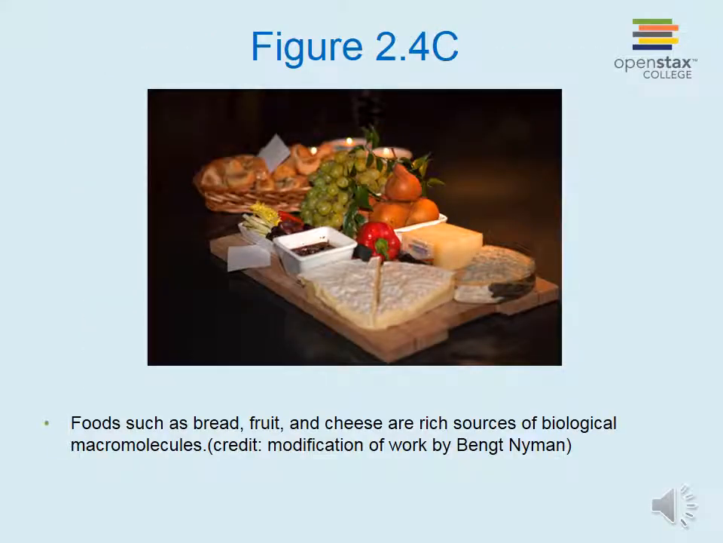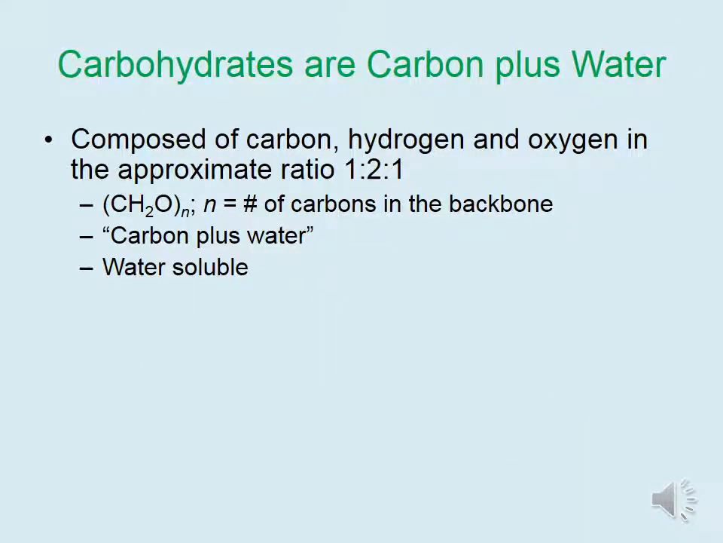Foods such as bread, fruit, and cheese are rich sources of biological macromolecules. We will discuss each of the 4 organic molecules beginning with carbohydrates. Carbohydrate means carbon plus water. Carbohydrates are composed of carbon, hydrogen, and oxygen in the approximate ratio of 1 to 2 to 1, so essentially carbon and water.